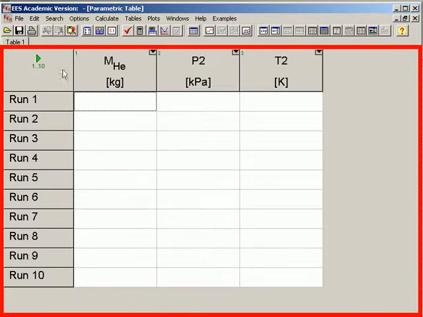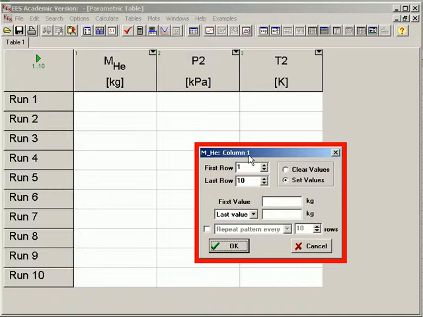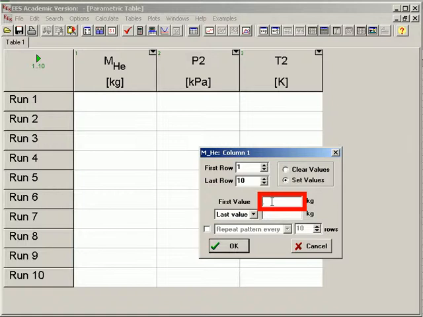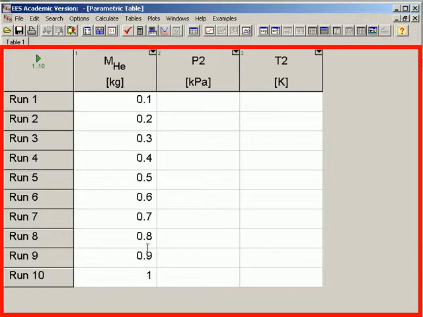So here's then our parametric table, and we've got the mass of the helium, pressure, and temperature. What we need to do is we still need to specify one more parameter in the problem, and in particular we're going to specify the mass of helium. So if we click in the upper right hand corner here, we get this menu which allows us to actually change the values of helium. I could alternatively have just typed them in by hand. So let's say the first value is going to be 0.1 kilograms. The last value I'm going to have is 1 kilogram. Okay, and I hit OK, and it automatically fills in those columns.